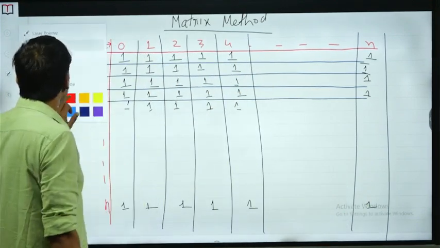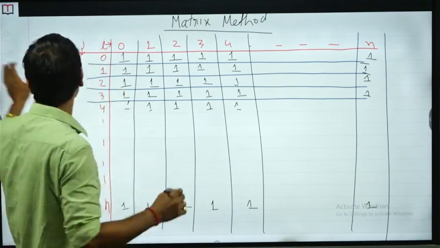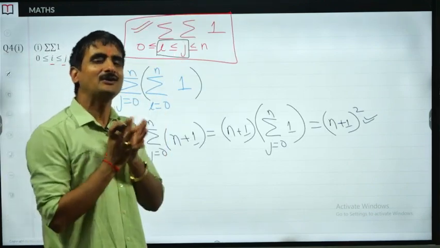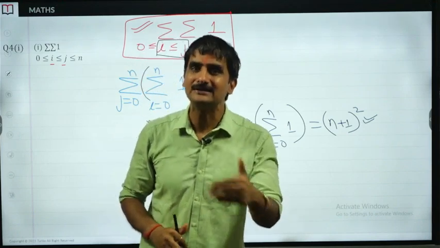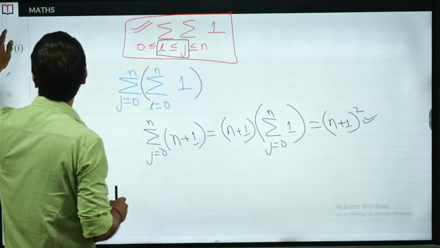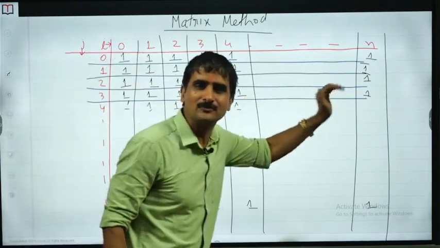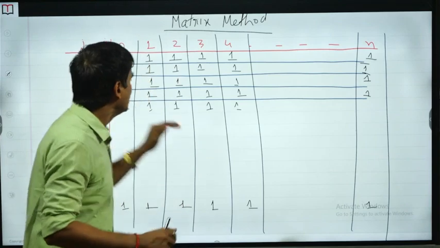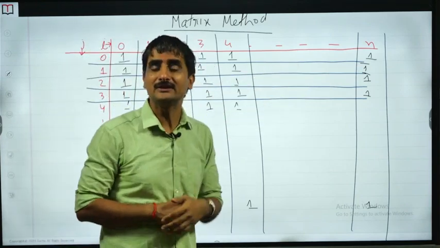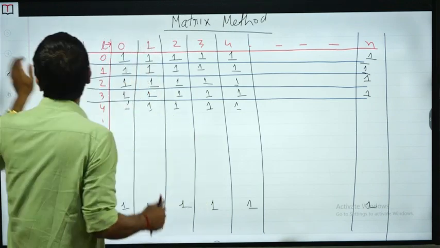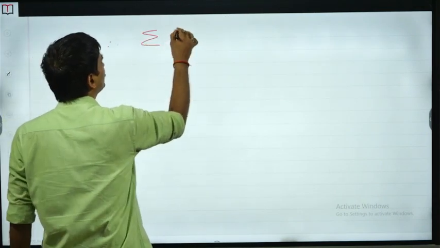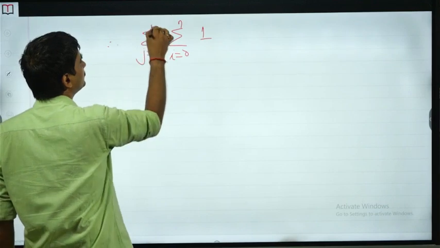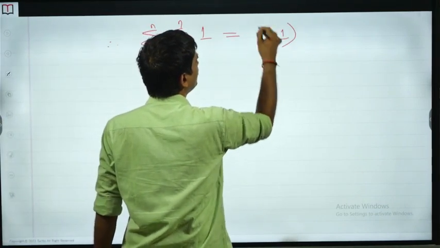Now if I am looking for this double summation, what am I looking for? How many times am I writing one to complete the matrix? When i takes the value from 0 to n, and j takes the value from 0 to n, how many times am I writing one? See, in a row there are n plus 1 ones, and how many rows do we have? n plus 1 rows. So the summation of 1 when i goes from 0 to n, j goes from 0 to n is nothing but n plus 1 whole square.